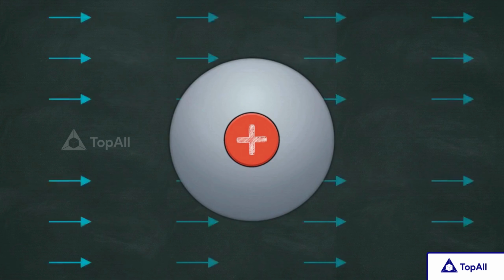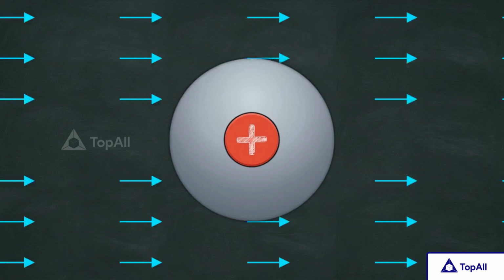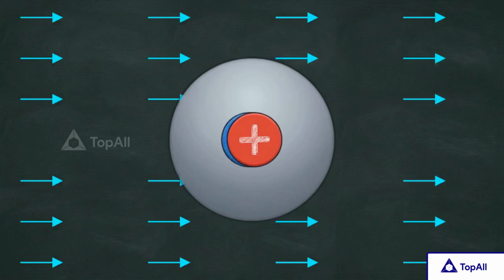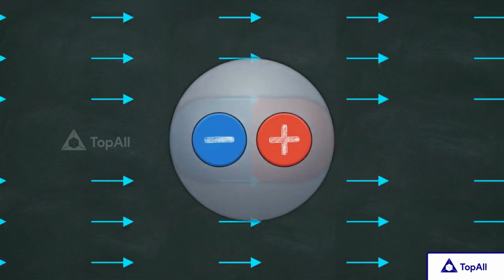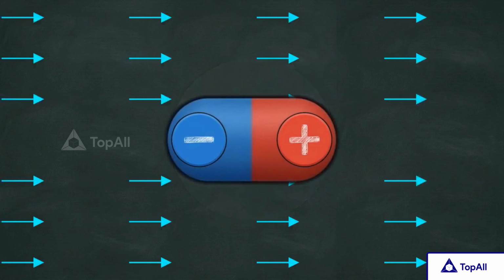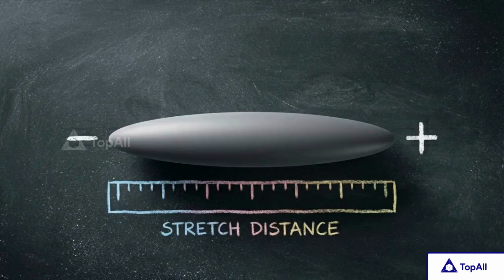That balance holds until an external electric field strikes. The field physically pulls the atom's structure. The positive nucleus is forced in the direction of the field, while the negative electron cloud drags backward. The perfect sphere stretches into a strained, tense oval. This forced separation is called an induced dipole moment.